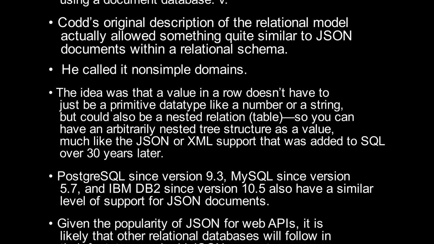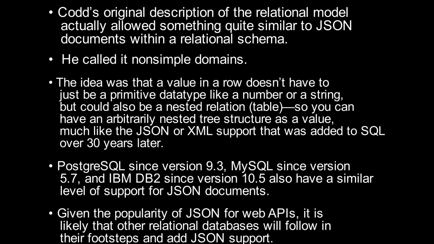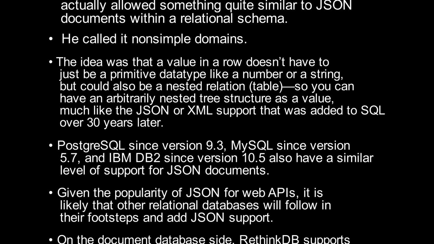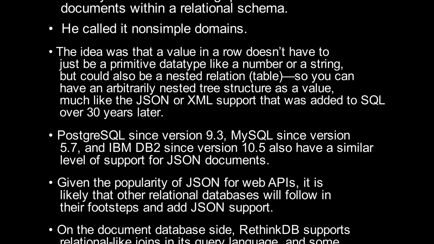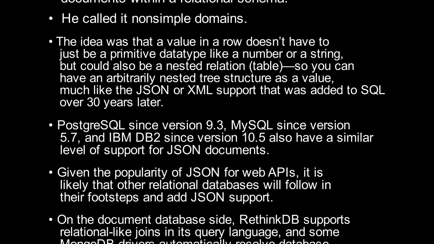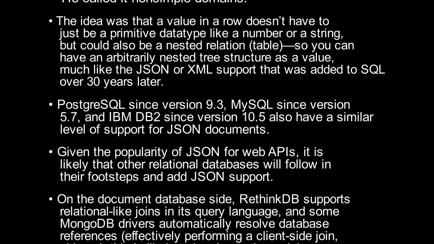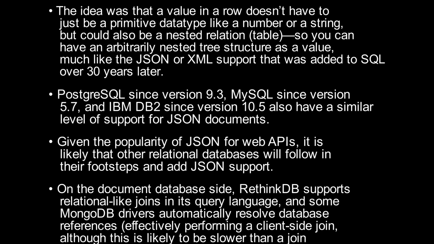PostgreSQL since version 9.3, MySQL since version 5.7, and IBM DB2 since version 10.5 also have a similar level of support for JSON documents. Given the popularity of JSON for web APIs, it is likely that other relational databases will follow in their footsteps and add JSON support.